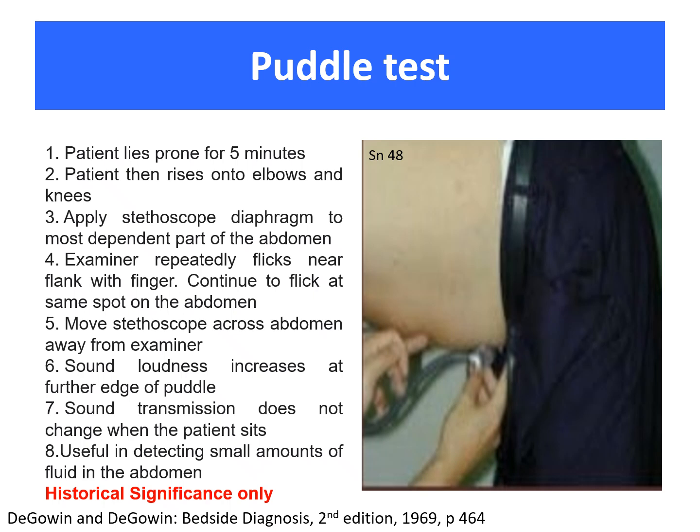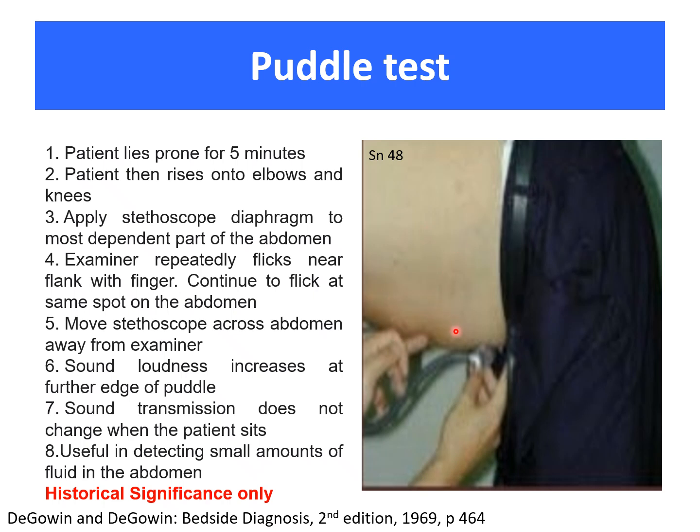In the puddle sign, you have the patient lie facing down for 5 minutes. The patient then rises on the elbows and knees. You apply the diaphragm of the stethoscope to the most dependent part of the abdomen, which is now the bottom part near the navel, and then you are going to flick in the flank with your finger, and you continually flick in the same spot in the flank. So you're flicking over here, or wherever. You're going to flick one particular part.